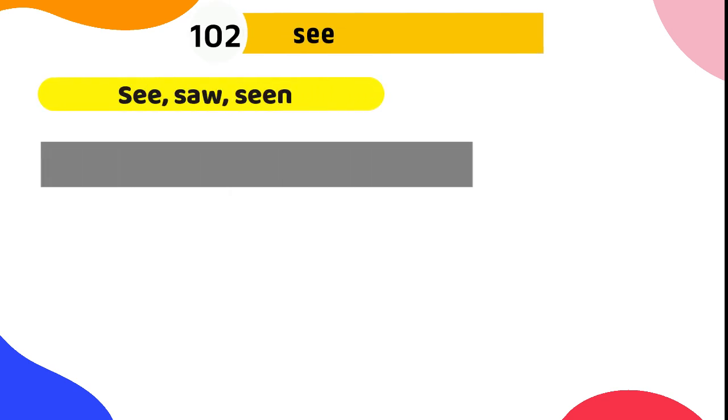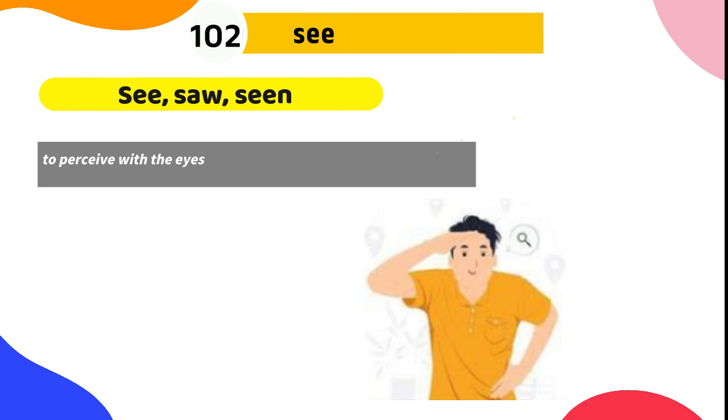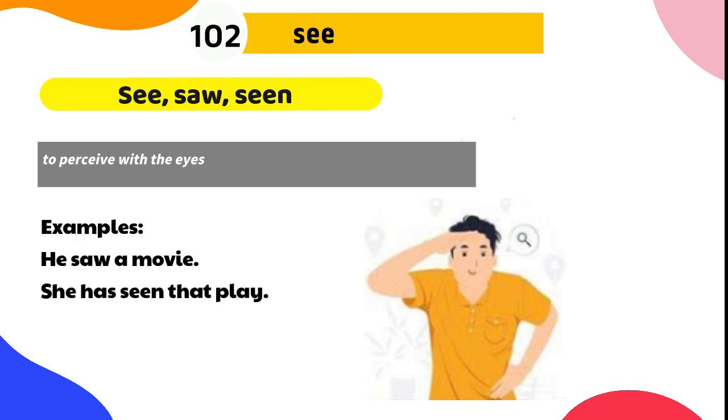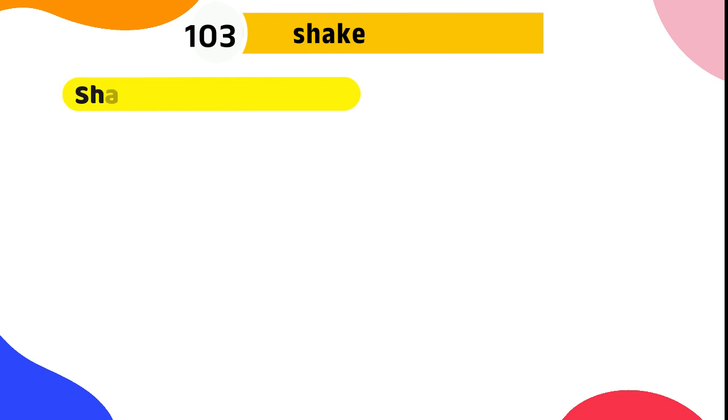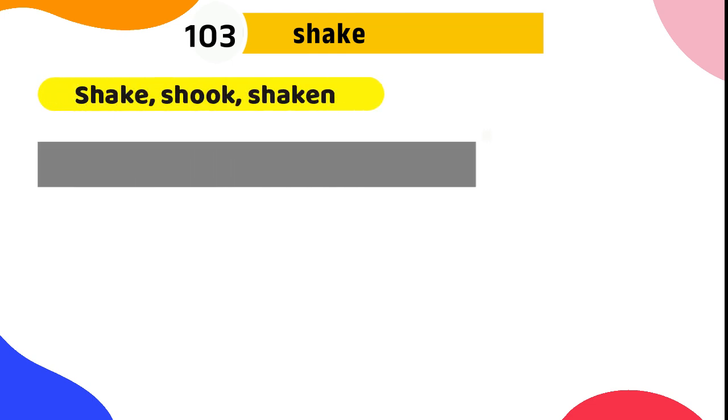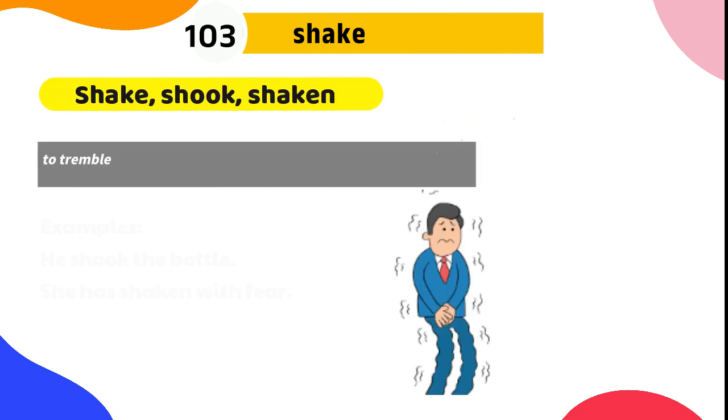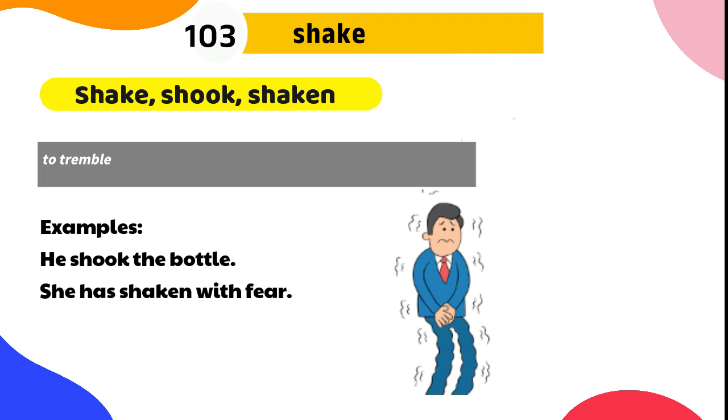See, saw, seen. Meanings: to perceive with the eyes, to observe. Examples: he saw a movie. She has seen that play. Shake, shook, shaken. Meanings: to move back and forth, to tremble. Examples: he shook the bottle. She has shaken with fear.